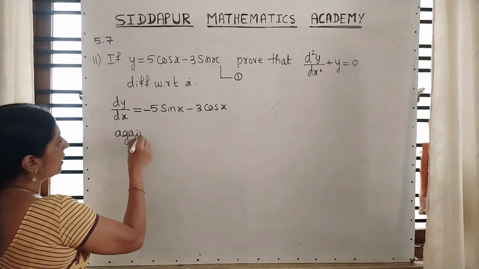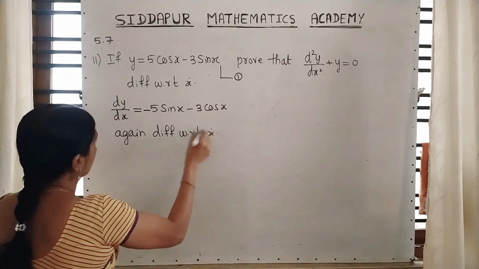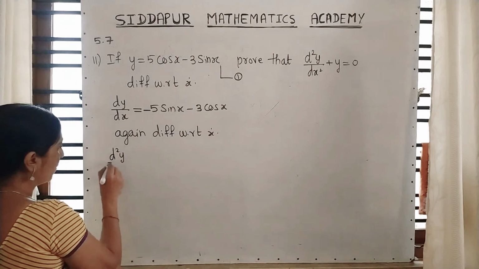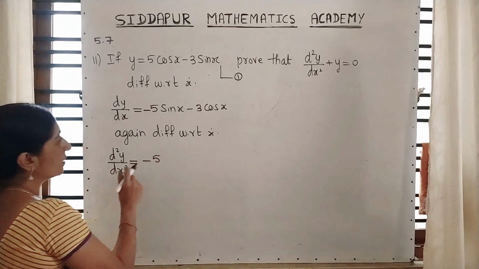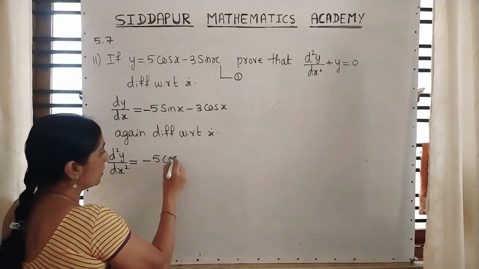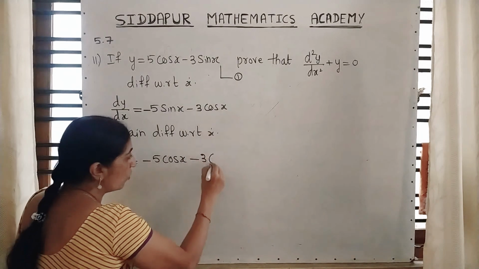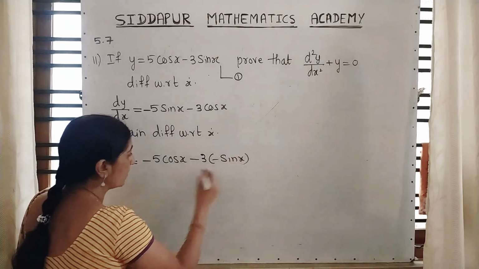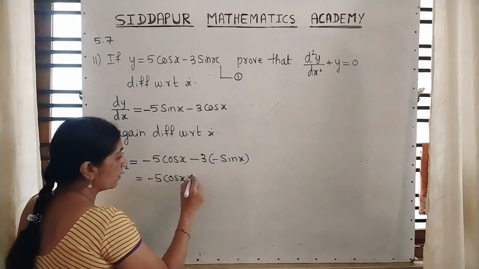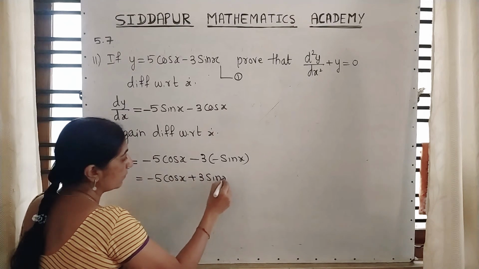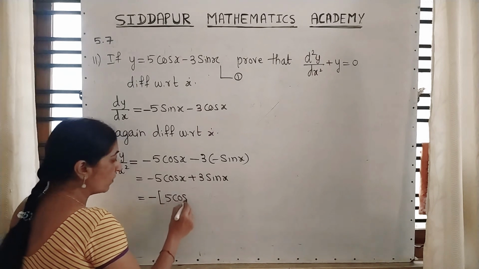Again differentiate with respect to x. This is d square y upon dx square is equal to minus 5 as this. Differentiation of sin x is cos x minus 3 as it is. Differentiation of cos is minus sin x. So it is minus 5 cos x minus into minus plus 3 sin x. Now here we can take minus outside. If you take minus common, see the bracket term.